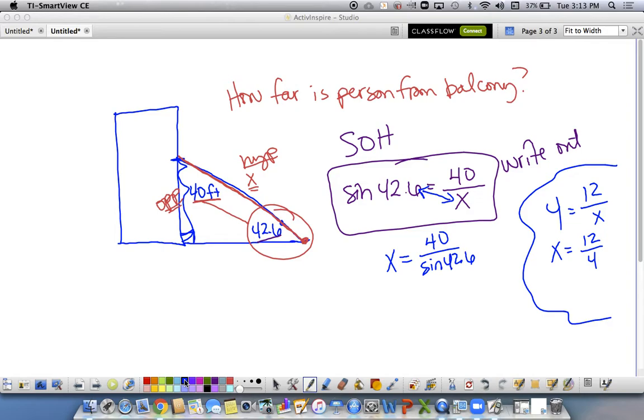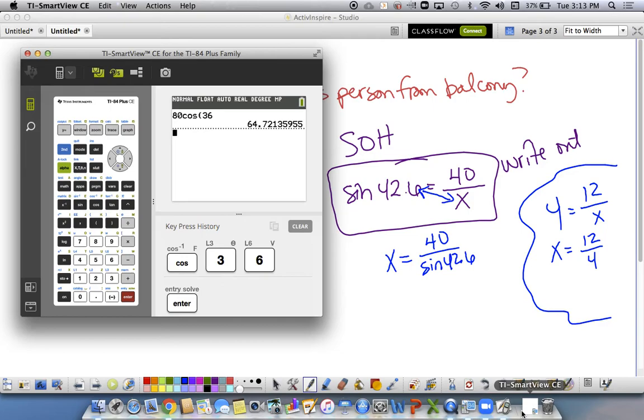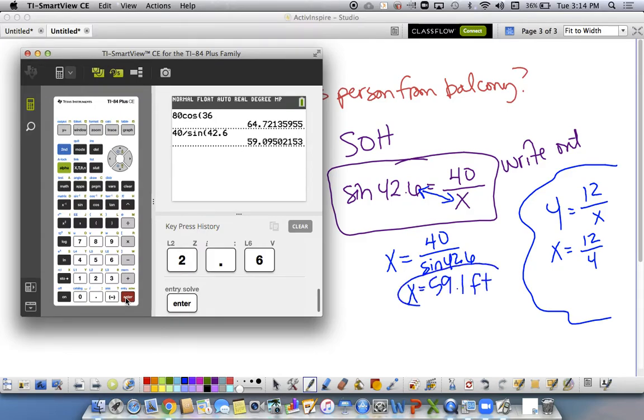So here we go. We're going to solve for x. I'm going to pull my calculator up again. So I'm simply going to say 40 divided by sine 42.6. And you might notice I am in degrees. Make sure your calculator's in degrees or you're not going to get the same answers and they'll be wrong. Equals 59.095, so I might say 59.1. So x equals 59.1 feet. That is the distance from the person to the balcony.